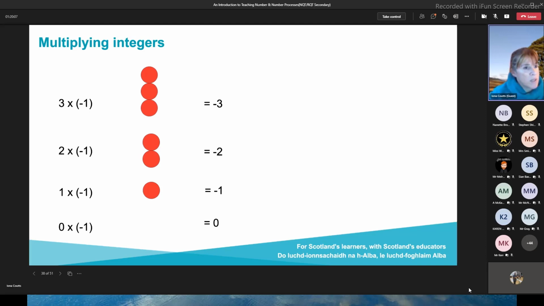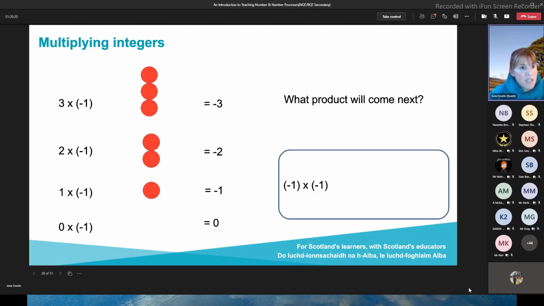So this is the sequence of calculations here. We've got 3 of them, 2 of them, 1 of them, none of them. What's next? Well, the next calculation here has to be -1 times -1. So that's the next in the sequence of calculations. The question is, what's the next one in the sequence of the answers? So the answers go -3, -2, -1, 0. And again, learners immediately are going to spot that pattern and go, well, the answer has got to go to 1. That's the only place it can go.